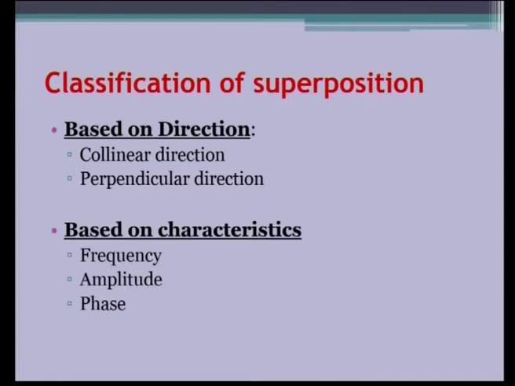Based on direction we can classify the superposition. First one under the category of based on direction is collinear direction and the other one is perpendicular direction. Let us see what they are. In the case of collinear direction, when the combination happens, then the resultant will also be in the same line. What is the meaning of collinear? It means the same line, single line.